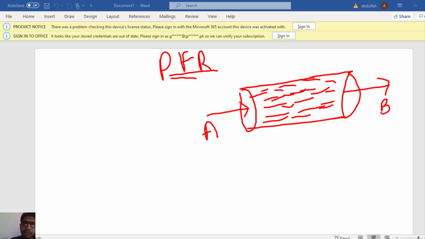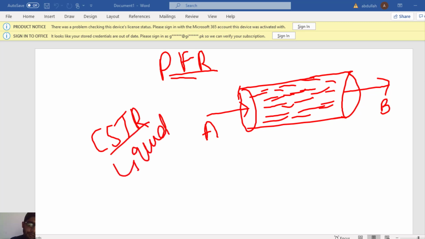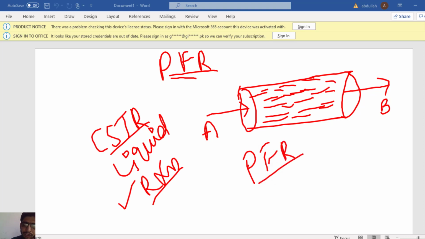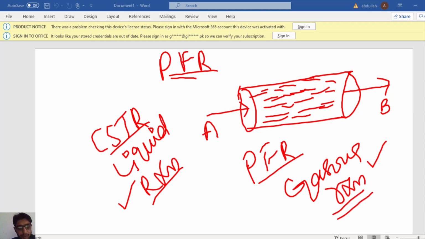Now, as we have already discussed, the CSTR is usually used for liquid phase reactions. The PFR is usually used for gas phase reactions.